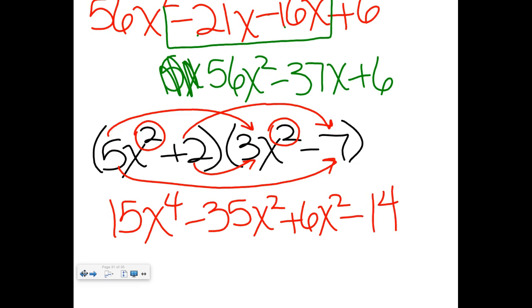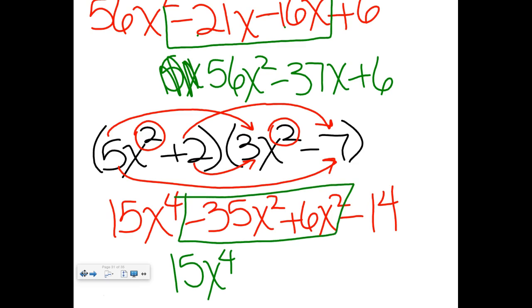Okay, and like all the problems that we've done so far, this first one, our 15x to the 4th, no like term, so that's just going to come on down. This right here, now again, I have some people are struggling with this. Reminder, your calculator can certainly help you. I have negative 35 plus 6, so we have a negative plus a positive, so we're really going to subtract these, and because the 35 is so much larger, we are going to have a negative. So when we combine those, we are going to have negative 29x squared. Okay, that 14 doesn't have anything with it, so it's going to bring down negative 14.